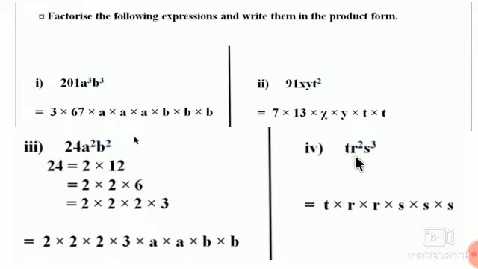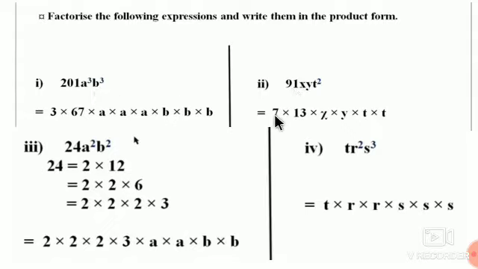Last example, t r square s cube. So t once only you have to write. R square means r 2 times, s cube means s 3 times. Only in multiplication form you have to write the factors. This question is very easy. Now you can find out the factors of 201 in rough and then write here in multiplication form. 3 into 67 multiplied by a cube means a 3 times, b cube means b 3 times.